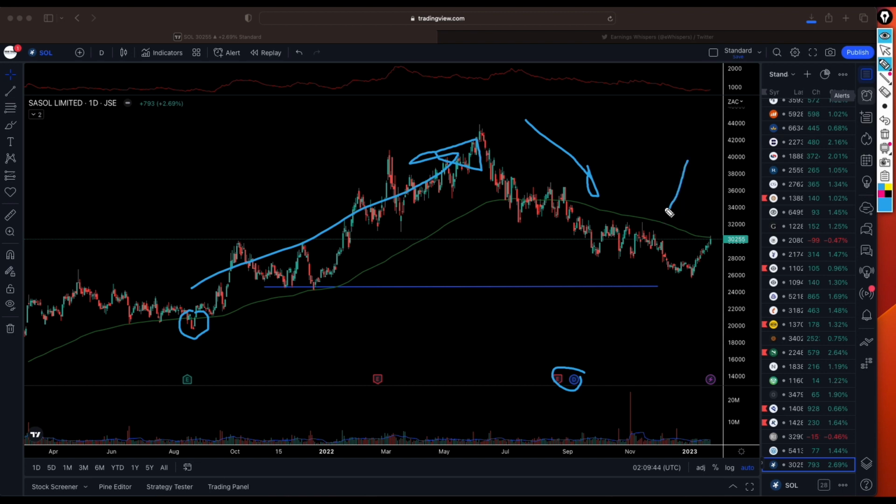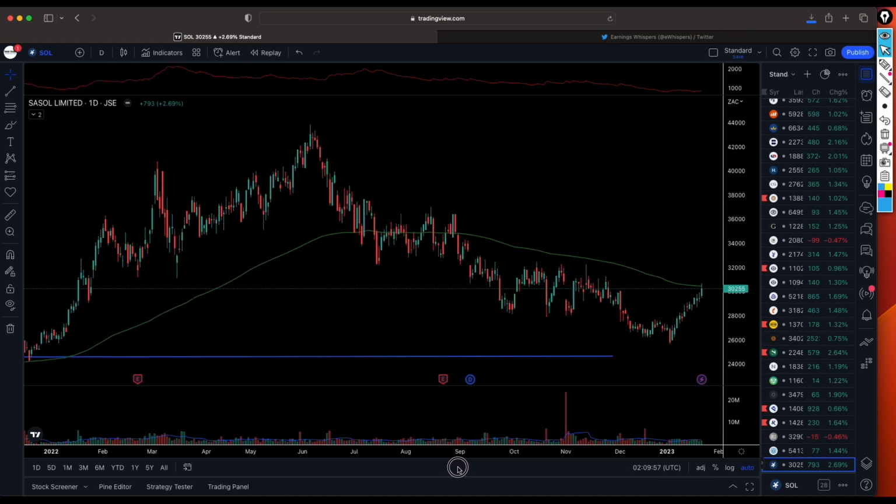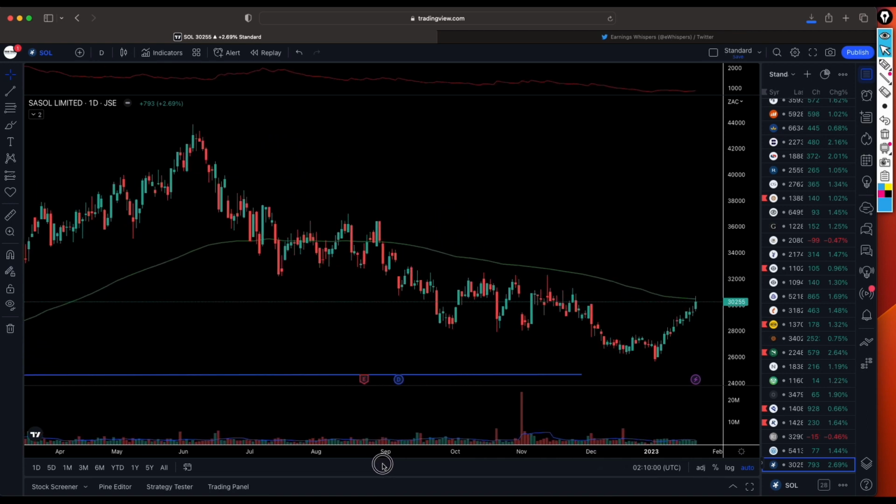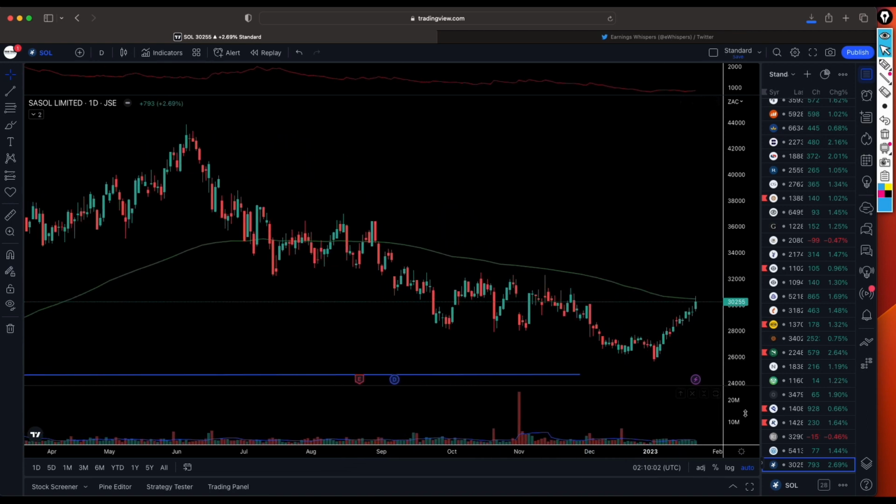But note that this key moving average is still declining, so we are not in a rush to buy Sasol. There's nothing wrong with the business, but there are better setups elsewhere. So we're not going to just dwell on a company based on the fact that maybe you like that particular company.